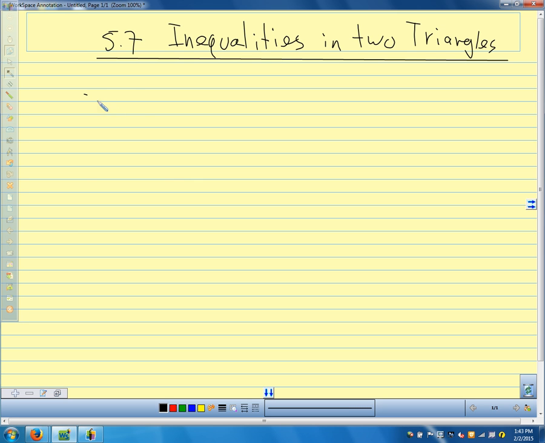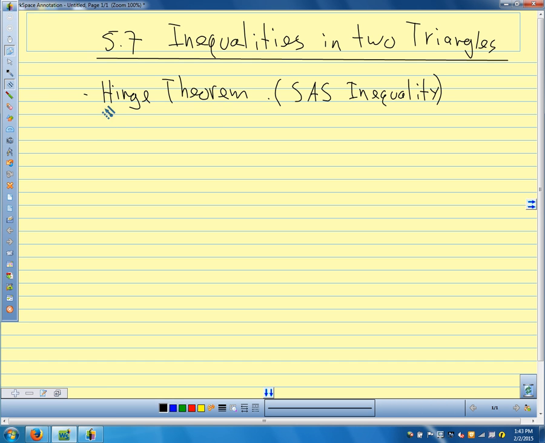All right, so the first thing we're going to talk about, our book calls it the Hinge Theorem. And you may also hear it called the side angle side inequality. And we call it the hinge theorem because it's kind of the idea of a hinge, makes sense with what we talked about. All right, so we're going to say in two triangles.